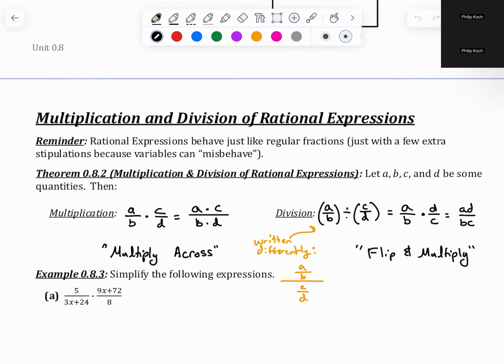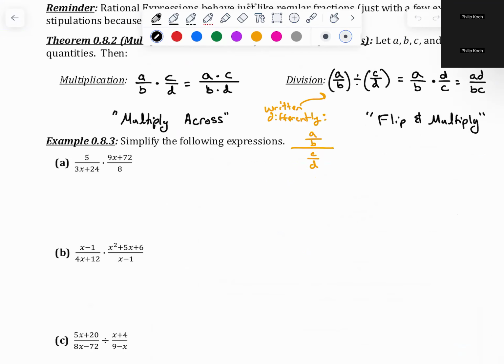So with this first one, which we'll do together, 5 is just 5. 3x plus 24, there's a common factor of 3 in that. So we can factor that out, 3 times x plus 8, times 9x plus 72. 72 is divisible by 9. I can't remember which one. There's that cool trick. 8, yeah, there you go. So it'll be 9 times x plus 8, divided by 8.